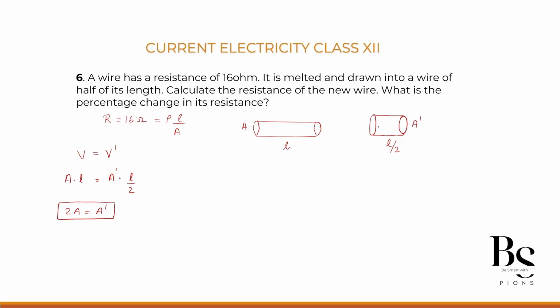Now we got our new area. So what will be our new resistance? Our new resistance will be R dash, and that will be rho. Rho will not change. Why? Because it depends only on the material and the temperature. So here nothing is changing. So rho, length L becomes L by 2, and new area will become A dash. Correct? So what is our rho L upon 2? This 2 I am writing here. And what is our A dash? A dash is twice of A. Correct? So this will become 1/4 of rho L by A.